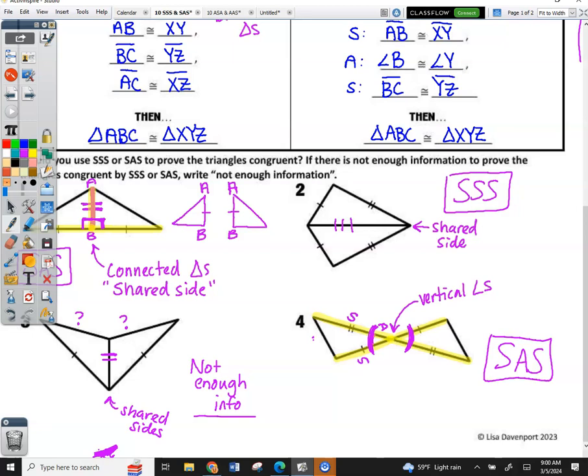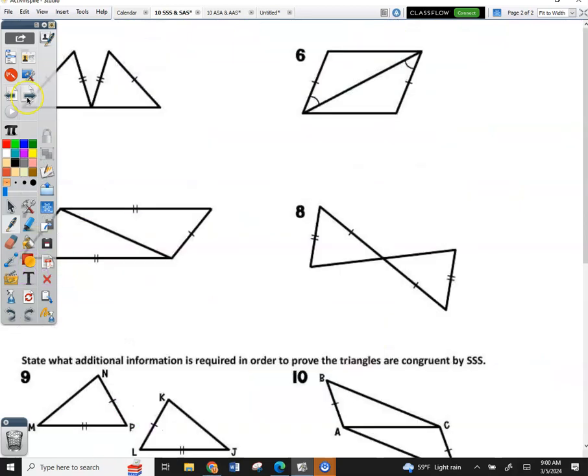All right, go to the back. We have four more practice problems, and then we're going to kind of jump around here for a second. Go to the back, 5 through 8. I would love for you to try these on your own for a second.